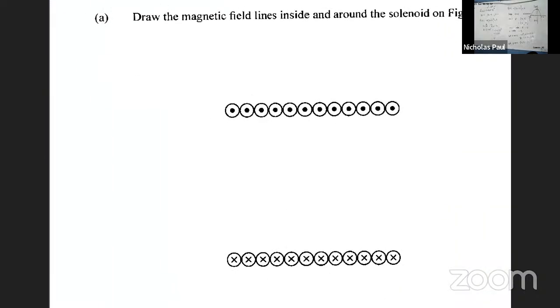You have a solenoid. How are we going to get the magnetic field? What's the rule we're going to use? Grip rule, right? Tell me where the north is, left or right? On the right hand side. Good. Current coming out at the top and going in at the bottom. So to the right will be north, and then you can draw your field line.